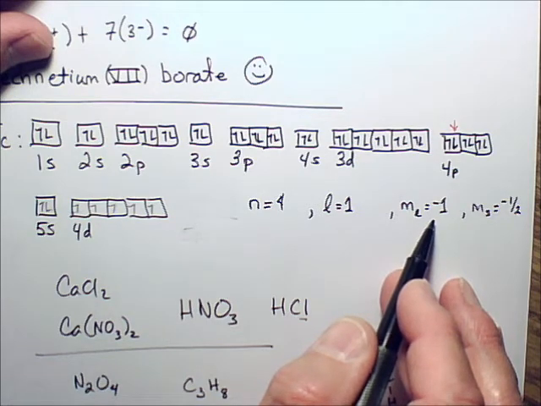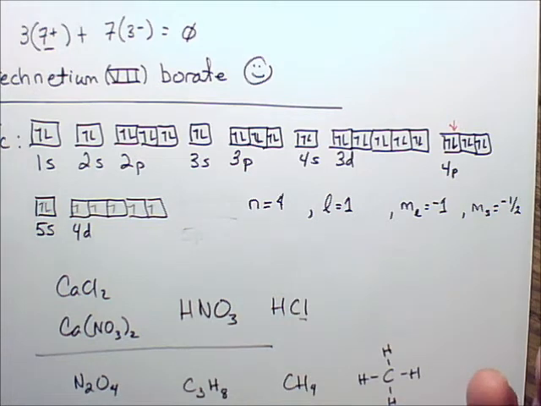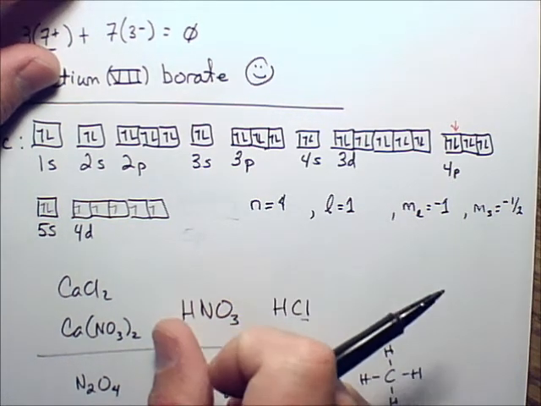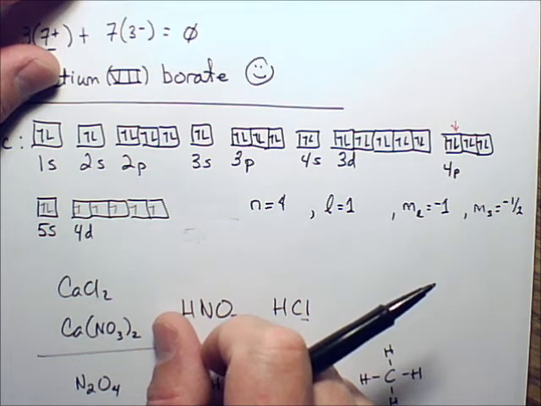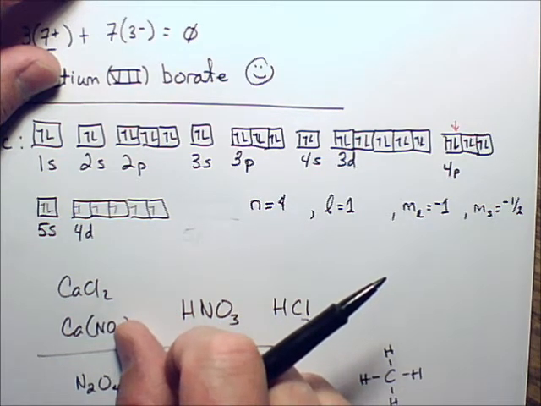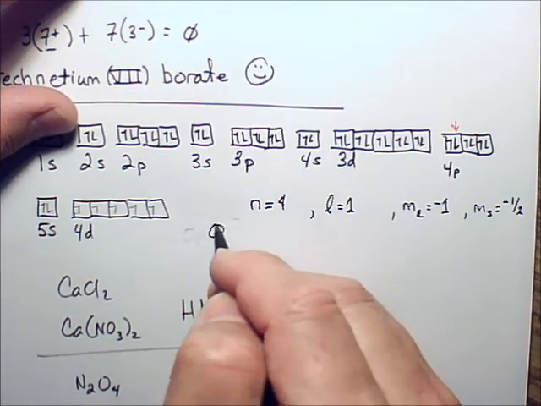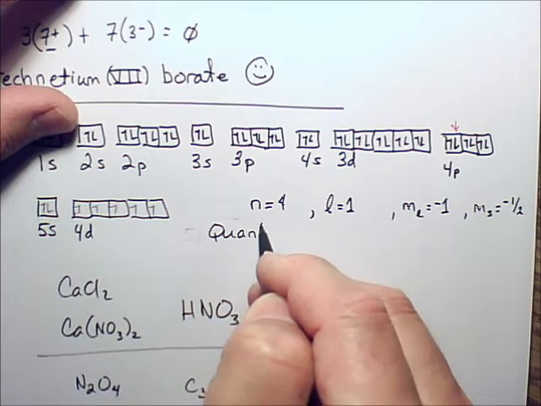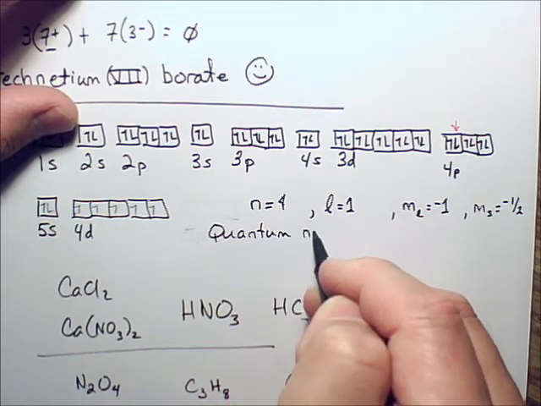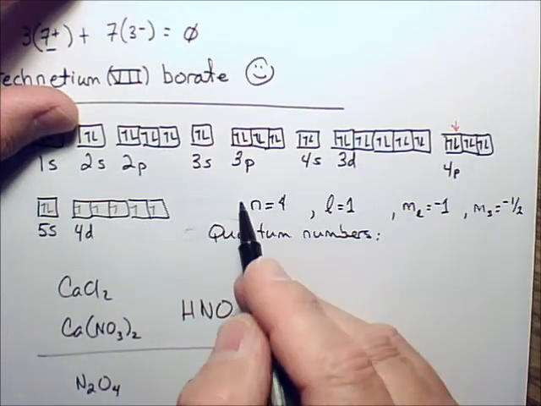Yes. Because S only has one orbital. The middle one has to be 0. Well, if it's only got one orbital, that's 0. Yep. Always. Always start in the middle. Yep. Okay, so these are quantum numbers. Okay?